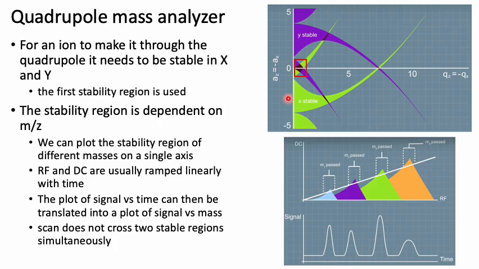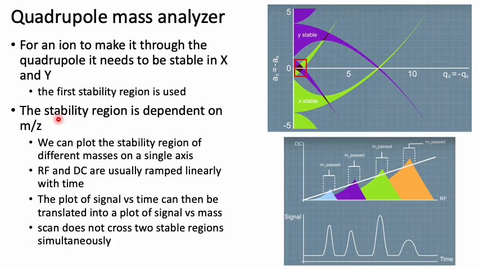For an ion to make it through the quadrupole, it needs to be stable in both the x and y directions. So here is a graph showing the regions in purple of the y stability, and green in the x stability, and where those overlap is where you're going to allow the ion of interest to pass through. And typically we take the one that occurs at the lowest voltage because it provides the widest region of stability in both the x and y direction. So we typically call this the first stability region.